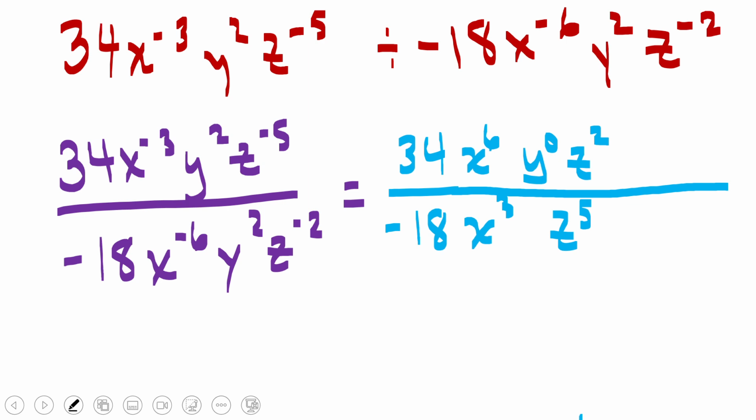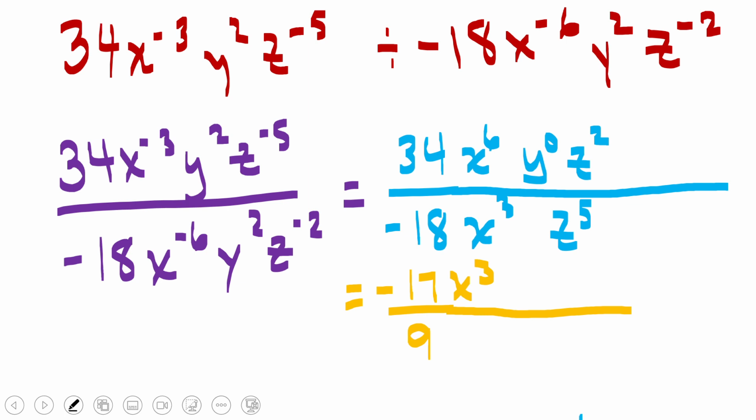All right. Now what happens is if you take a GCF of 34 and negative 18, that leaves a negative 17 ninths, to simplify that fraction. 6 minus 3 in the x's leaves an x to the third power.